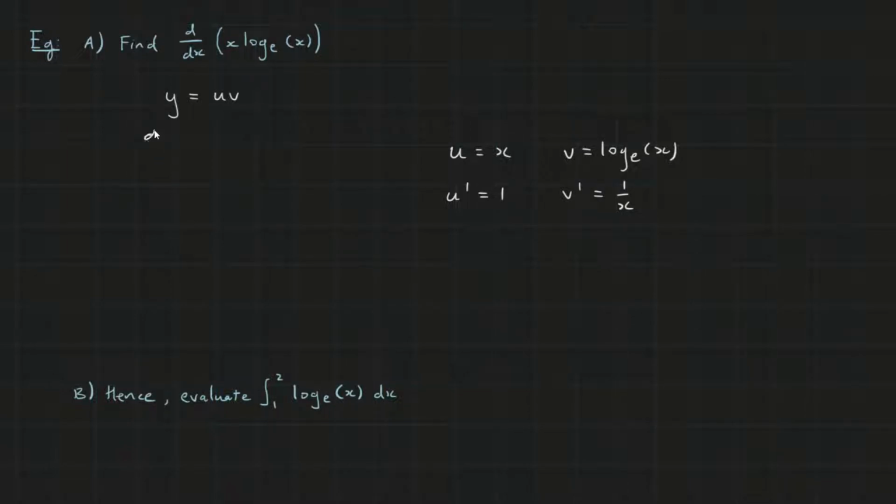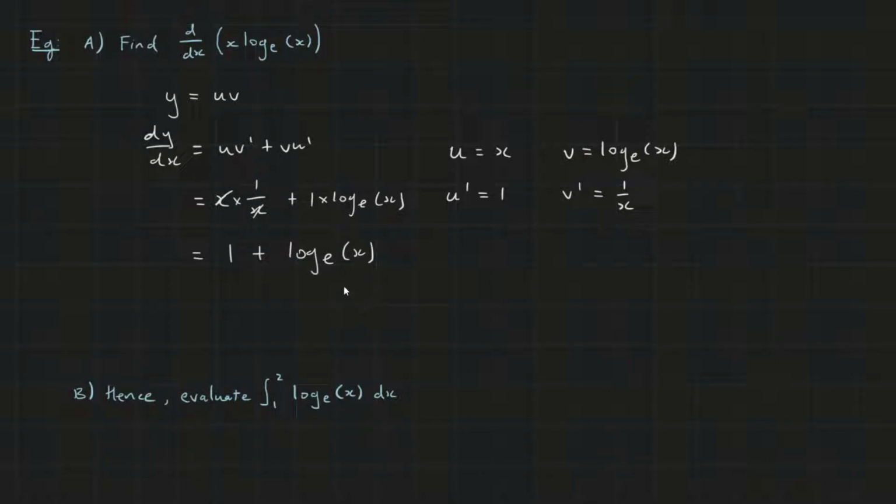So therefore I can apply the product rule to get dy dx is equal to u v dash plus v u dashed. So u v dashed and v u dashed I just get from this table that I've created on the right hand side here. So u times v dash would just be x multiplied by 1 over x plus v times u dashed, that'll just be 1 multiplied by log base e of x. So x cancels out with the 1 over x, so I'm just left with 1, then plus log e of x. So therefore, the derivative of x log e x is equal to 1 plus log e of x.